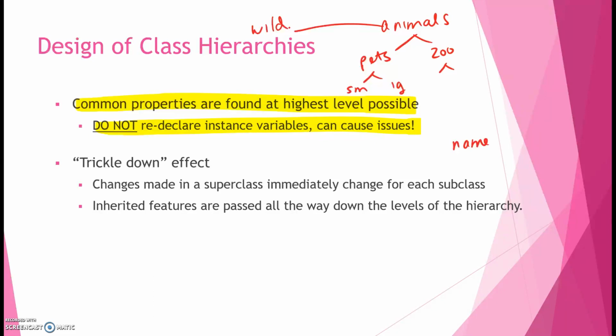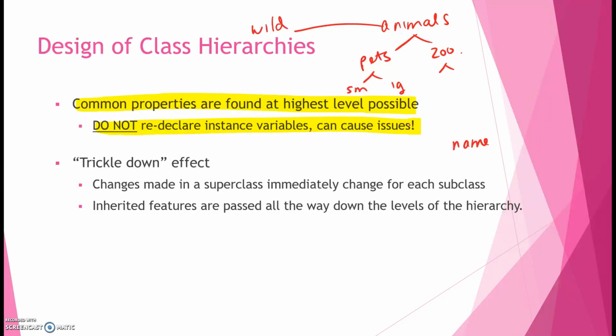But if we were looking at a structure like this, then it wouldn't really make sense to have name declared up here for animal, because maybe not every single subclass would have a name. Maybe that would just be declared in pets and zoo animal. Or maybe we would name this superclass domestic animals or something. But these are different areas we want to think about when we design our classes.